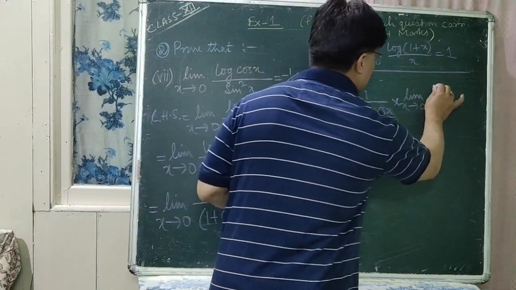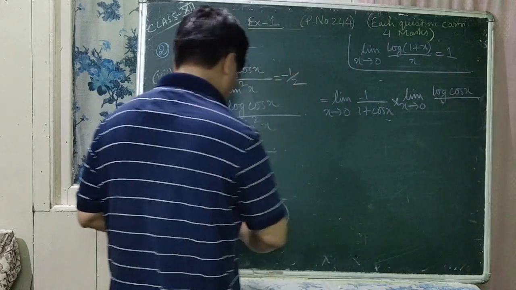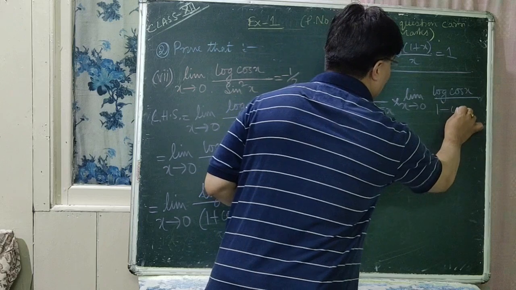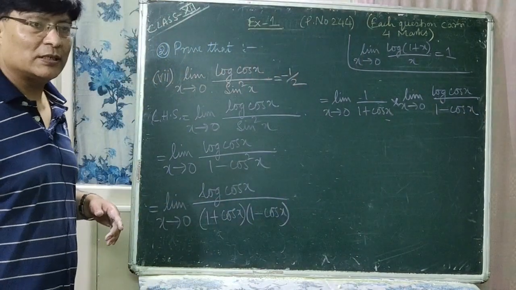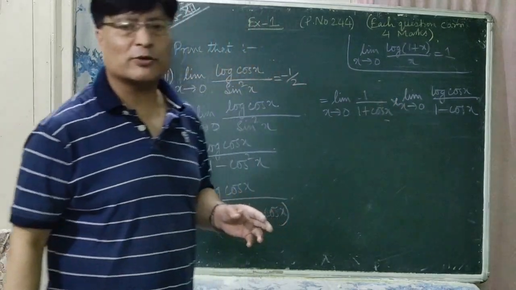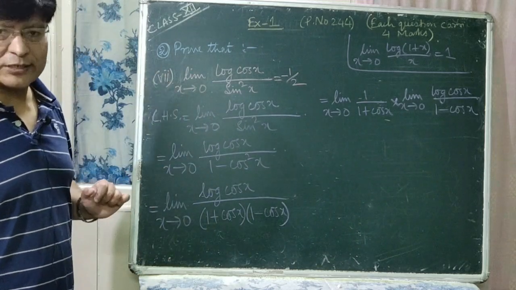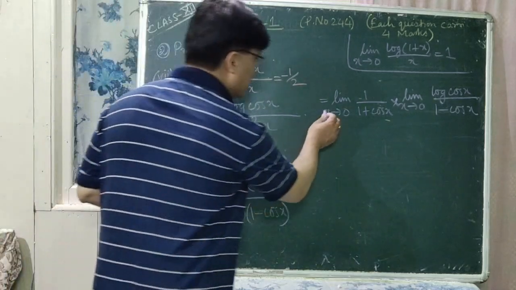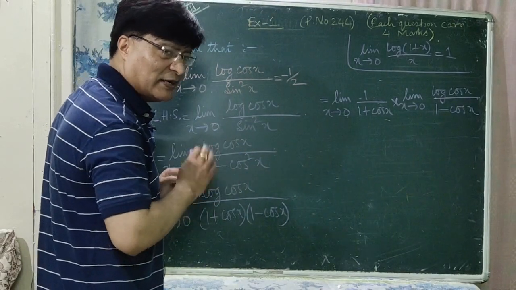Then what do we write here? Here you can write log of cos x divided by 1 minus cos x. Understood? So here we applied the limit to log of cos x divided by 1 minus cos x, and we also applied the limit to the factor in front, because there is 1 plus cos x. So here you can put x is equal to 0 because we are not getting an undefined value.